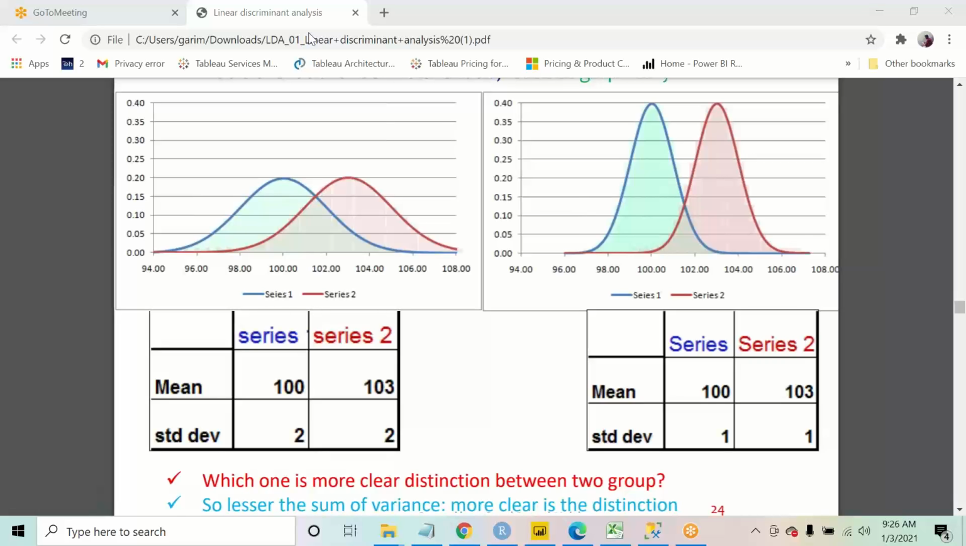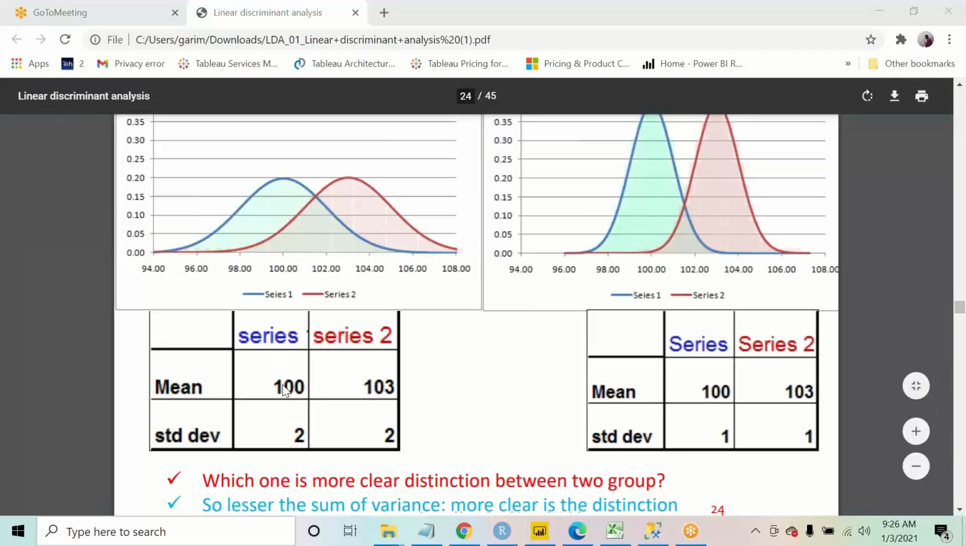And basically, if you see in these two charts, both have the same mean between the two. Same, it's not possible, right? So what is variance? Variance is the square of the standard deviation, right? Square of the standard deviation is variance.